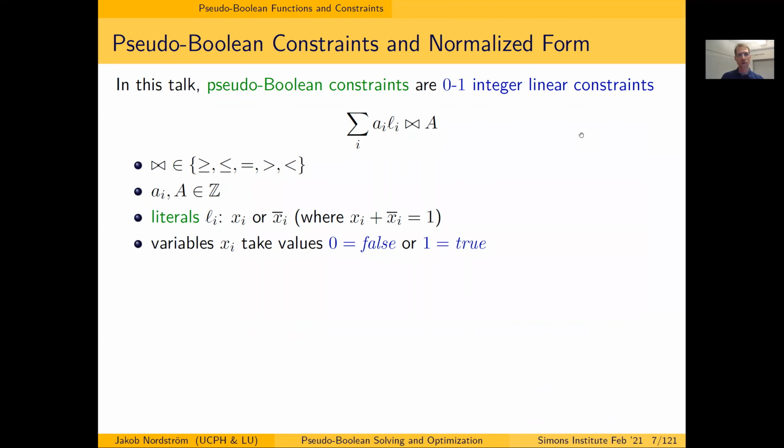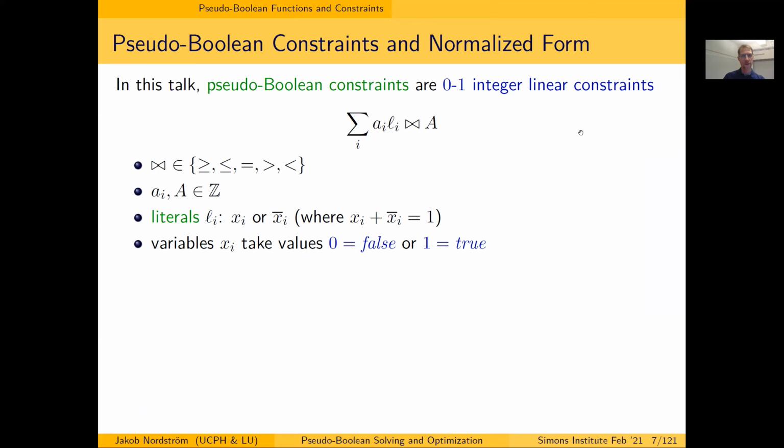So what is a pseudo-Boolean constraint? Well, throughout this tutorial, a pseudo-Boolean constraint is going to be a 0-1 integer linear constraint. So it's a linear sum of literals, that is variables or negated variables, where the semantics is that x plus x bar, so the negation of x, is equal to 1. And the a's are all integers, and then the bow tie is some kind of comparator, so greater than or equal, less than or equal, or equality, or strict inequality. And variables, as we said, take Boolean values. We think of 0 as false and 1 as true.